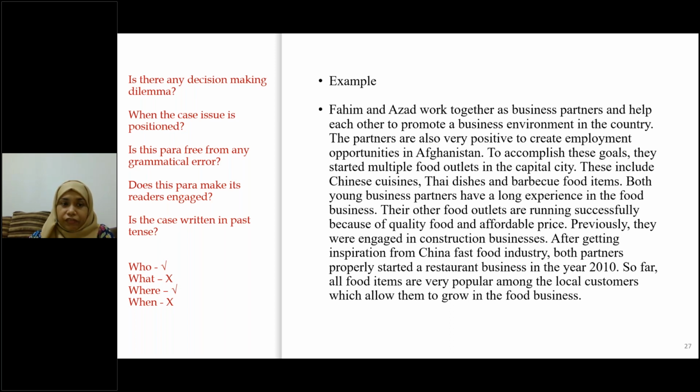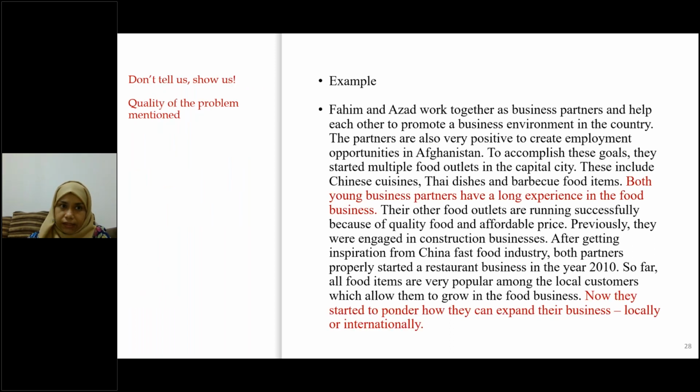Is this paragraph free from any grammatical error? No, there are plenty of grammatical errors. Does this paragraph make its readers engage? In my view, not really. Is the case written in past tense? No, it is a mixture of present and past. And if you remember, at the beginning I was sharing that when you're writing the opening hook, we should answer who, what, where, when. So who, yes. What, no. Where, yes, Afghanistan. But when, no. So these are the things we look at as reviewer or as editor.